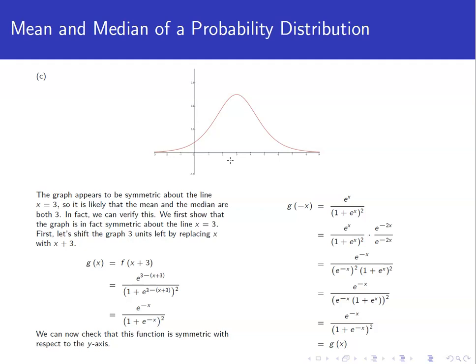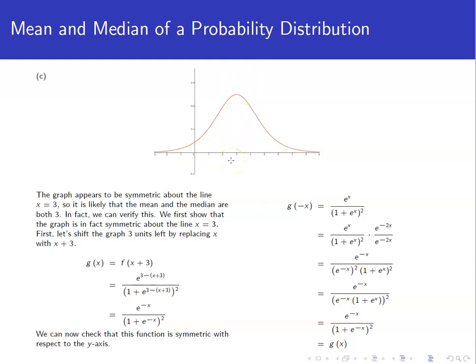Okay, so we look at the graph of this distribution. We notice that it has a bump at 3. So it's likely that the mean and the median are both 3 in this case. Because, again, if we're symmetric about this line, that means there's just as much here on the left as there is on the right. And this also should split my distribution right in half.